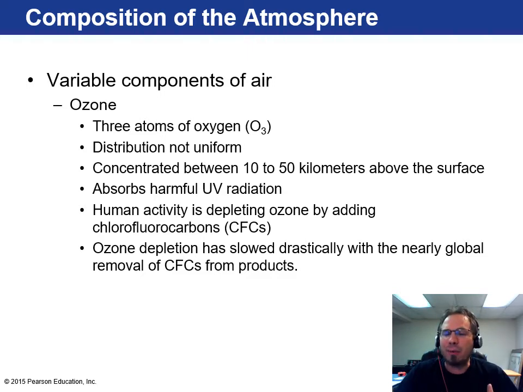But it's not distributed uniformly all the way around the Earth. It's sort of concentrated in some areas, typically between 10 and 50 kilometers above the surface. So it's pretty far up there. Now, what ozone is good for is that it absorbs the harmful UV radiation from the sun. Without that ozone layer, we'd all be a lot tanner and there'd be a lot more skin cancer.